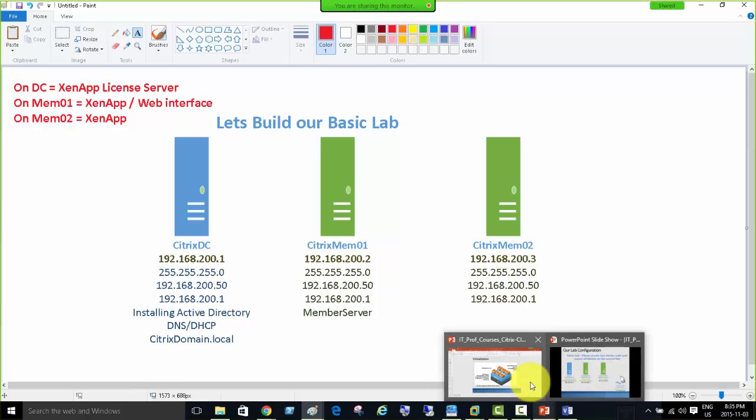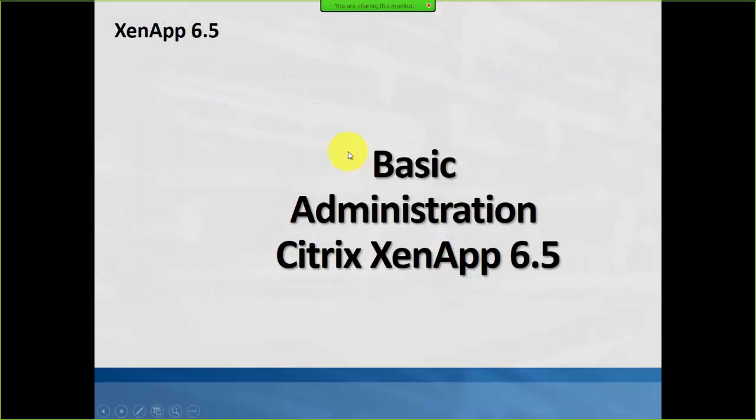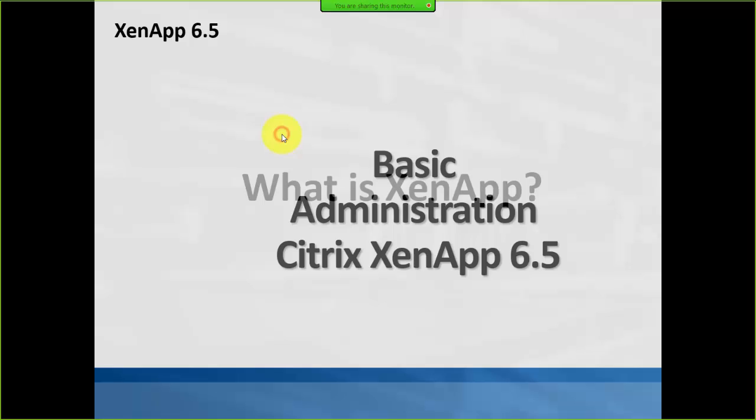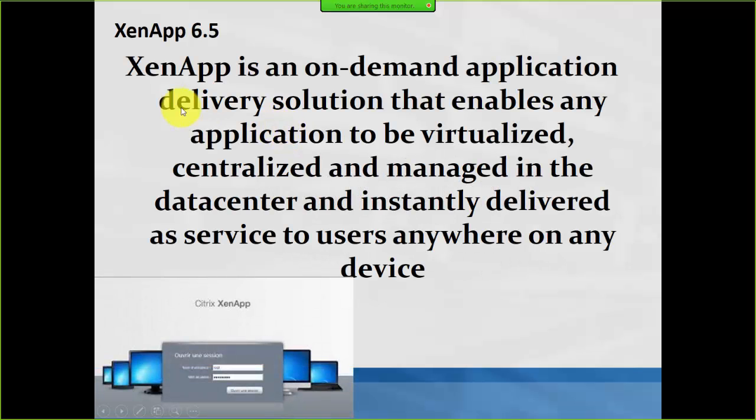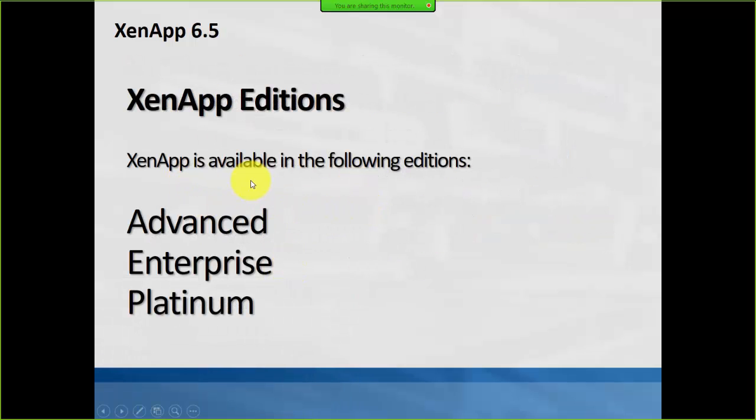But if I go through some of the other concepts quickly here, there's basic administration. Okay, so what is XenApp? We already talked about that. XenApp is an on-demand application delivery solution. It's an application delivery solution that enables any application to be virtualized, centralized, and managed in the data center. We know that. There are three versions. During the installation, three editions will come up: Advanced, Enterprise, Platinum. The lowest one with the fewest features is Advanced. Then Enterprise has more features. Then Platinum has all the features.